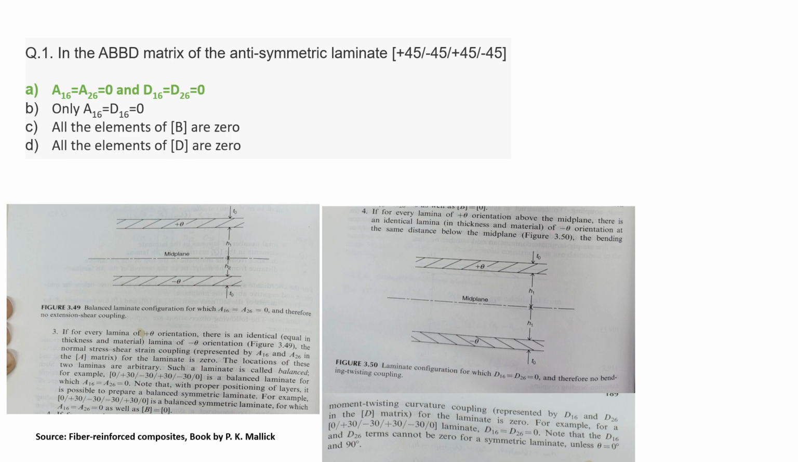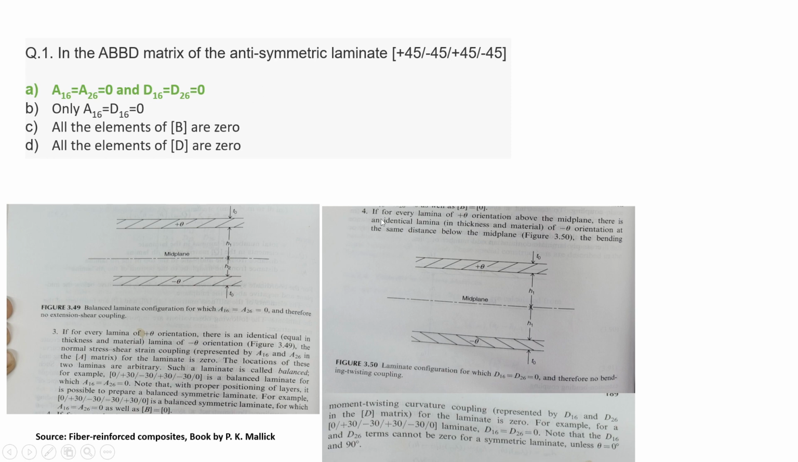And for a balanced laminate, the normal stress shear strain coupling will be 0. That is, A16 and A26 of the A matrix will be equal to 0. So for option A, you can see that A16, A26 equal to 0 is given. So that will be satisfied.